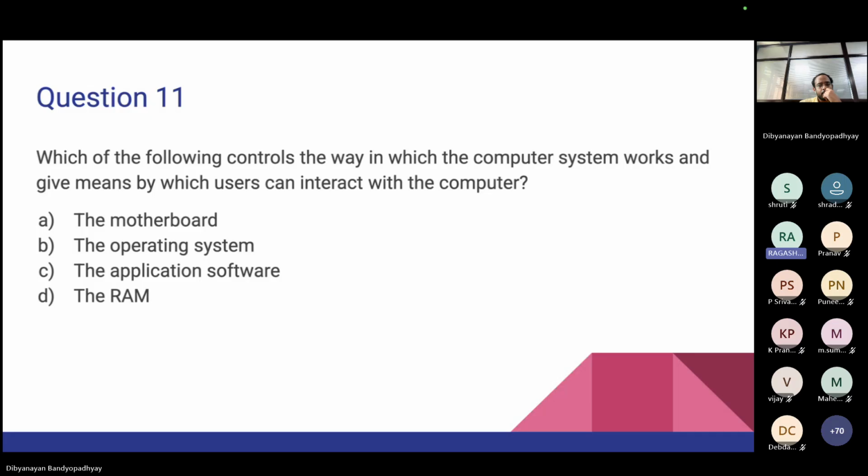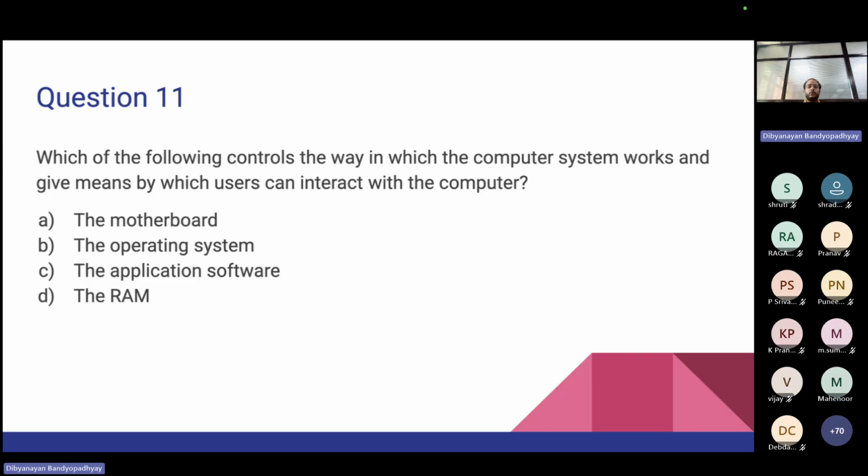B option, so the operating system. Somebody has said operating system, maybe application software is also correct, right? So RAM and motherboard are definitely not correct. The reason is that motherboard is a part of hardware and you cannot directly control the hardware. And RAM is also part of the hardware. So there are two options remaining. One is operating system and one is application software. Out of them, you have to choose one.